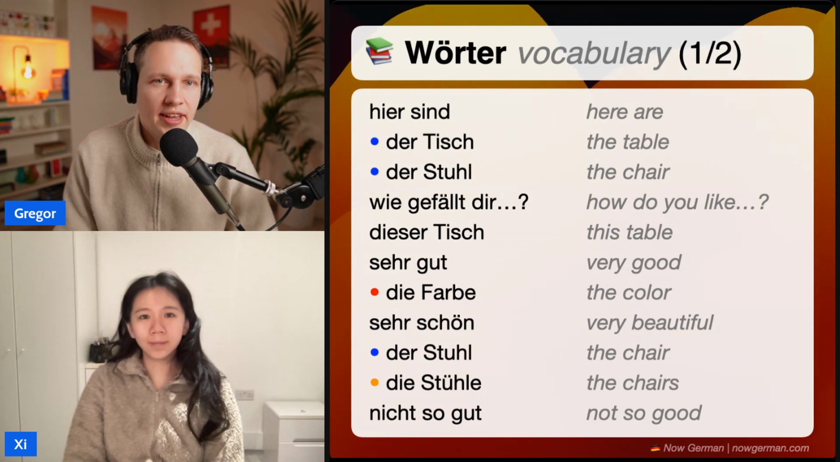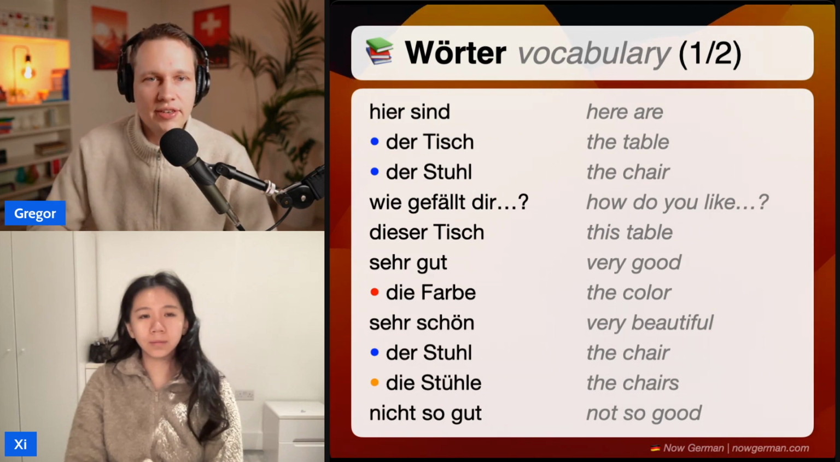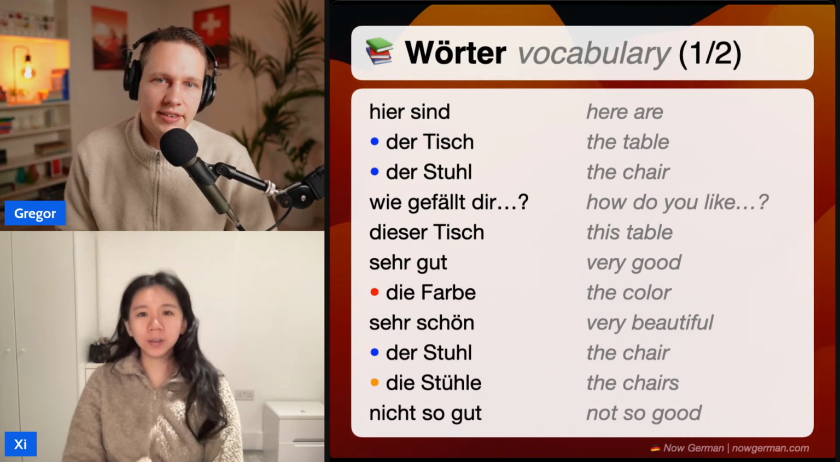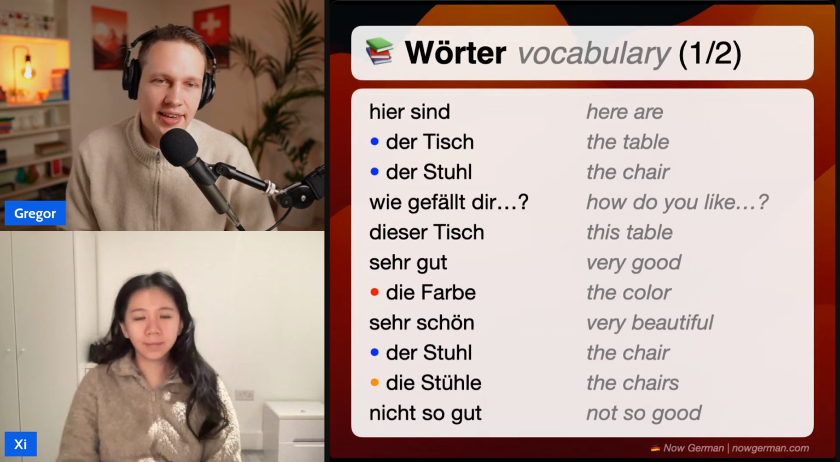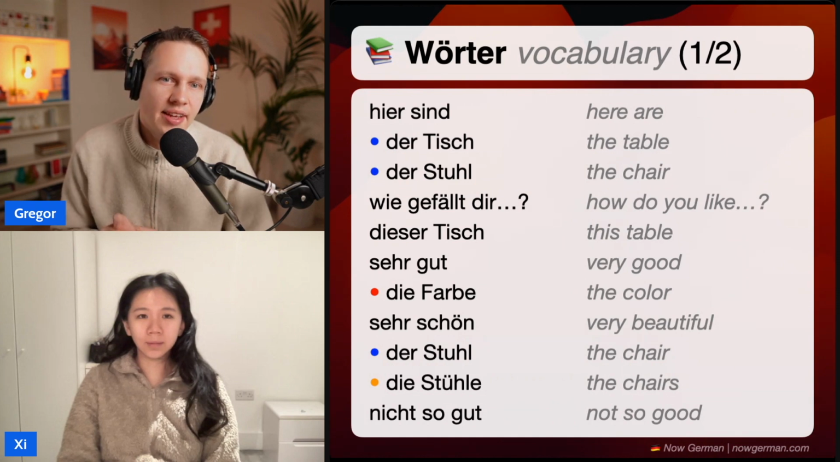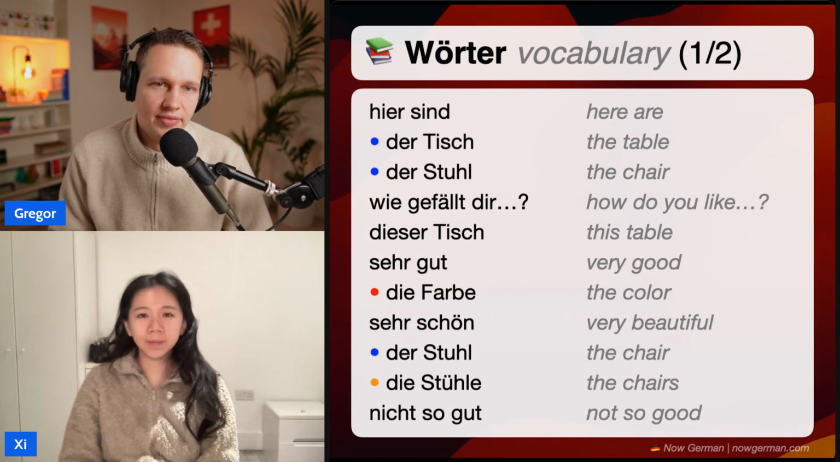So first we have hier sind. Here are. That's of course just the verb to be, sein, conjugated, together with hier, which is here. And then we have der Tisch, the table. We see these furnitures repeating many times in these lessons. And same for the next one, der Stuhl. Yes, that is the chair. And then the main question, which is also in the title, wie gefällt dir? How do you like?